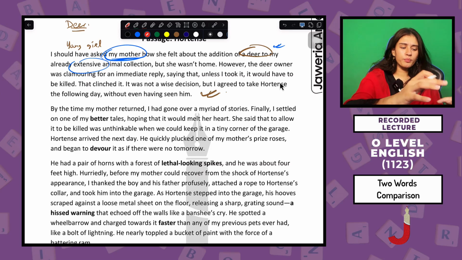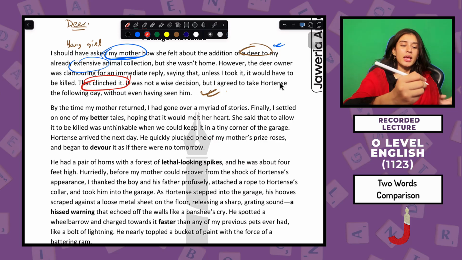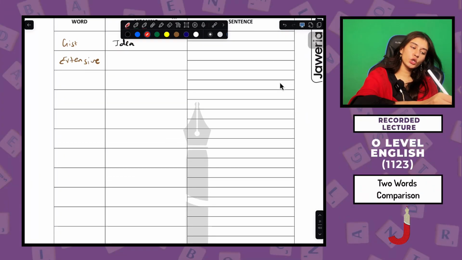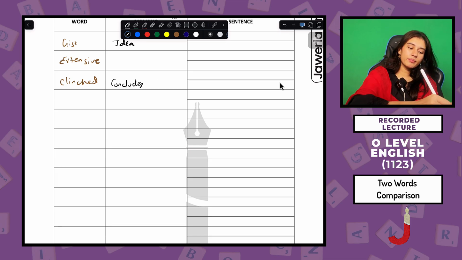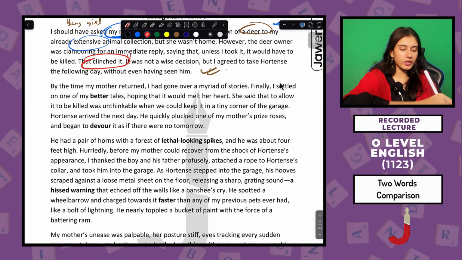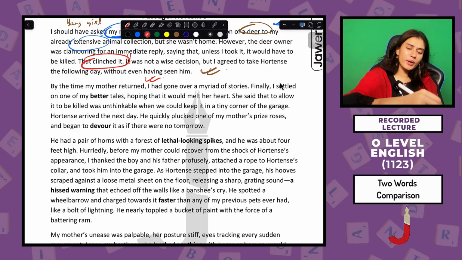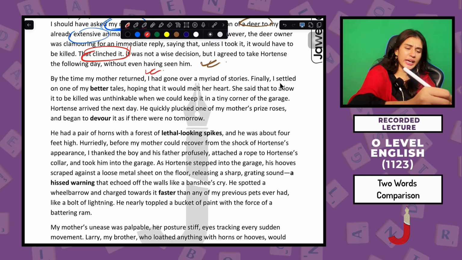Obviously, for an animal lover like her, it's a huge deal. So she's like, no, no, no, that clinched it. This fact that the deer is going to be killed, that clinches it. Clinch means to conclude. That ends the debate for her, and then she decides to get the deer before even having seen him ever. When her mother gets home, she convinces her mother to let them keep the deer, because she's like, oh my god, if we didn't get it, they were going to kill him.